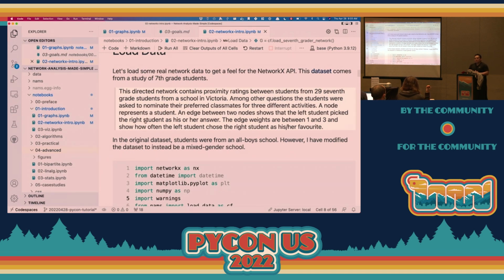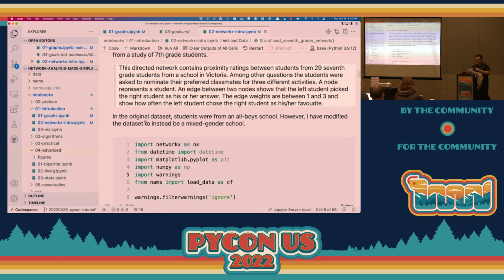So let's just do a quick pulse check here. Is this directional or undirected? Directional, exactly. This is not a trick question at all. And then the edge weights will run between 1 and 3, right? So we have metadata that's stored on the edge that says this student prefers that student 1 time, 2 times, or 3 times, right?